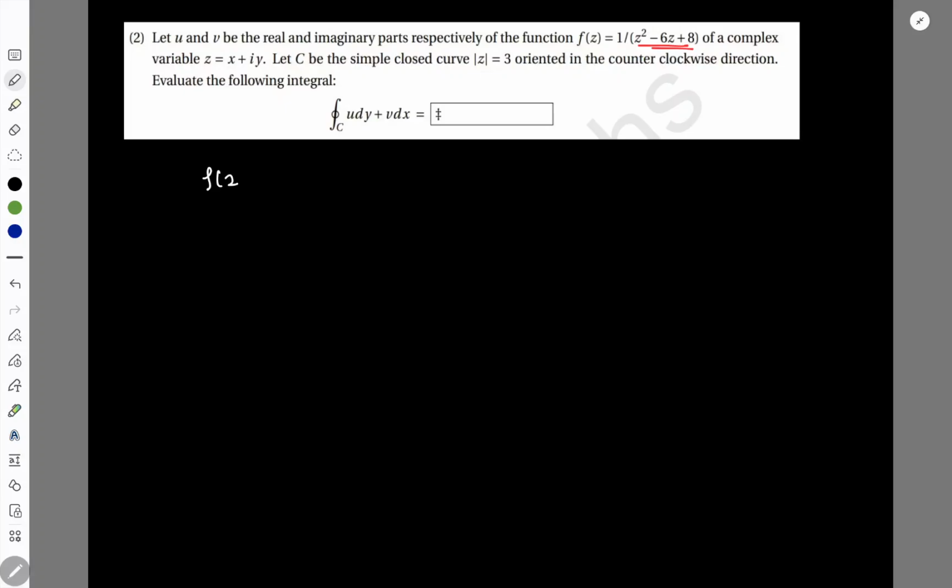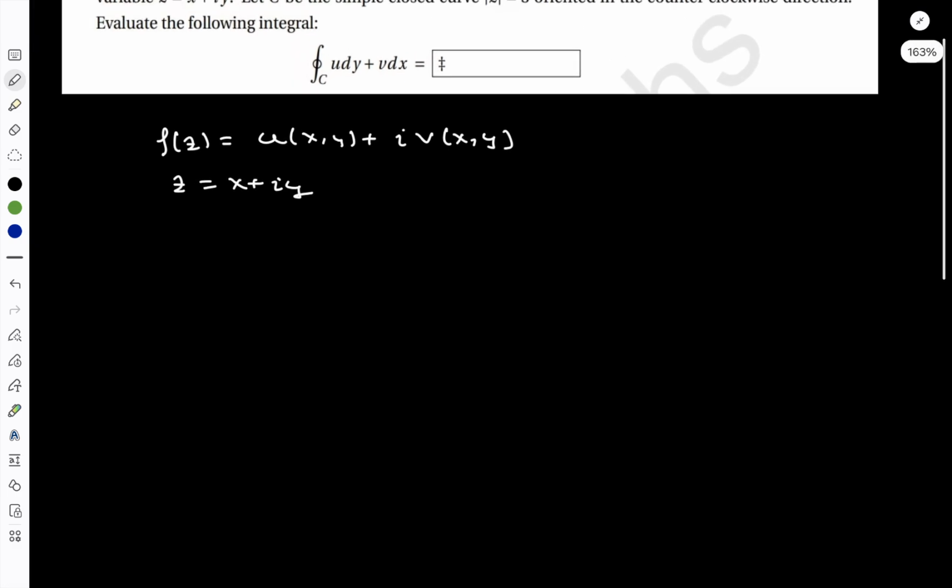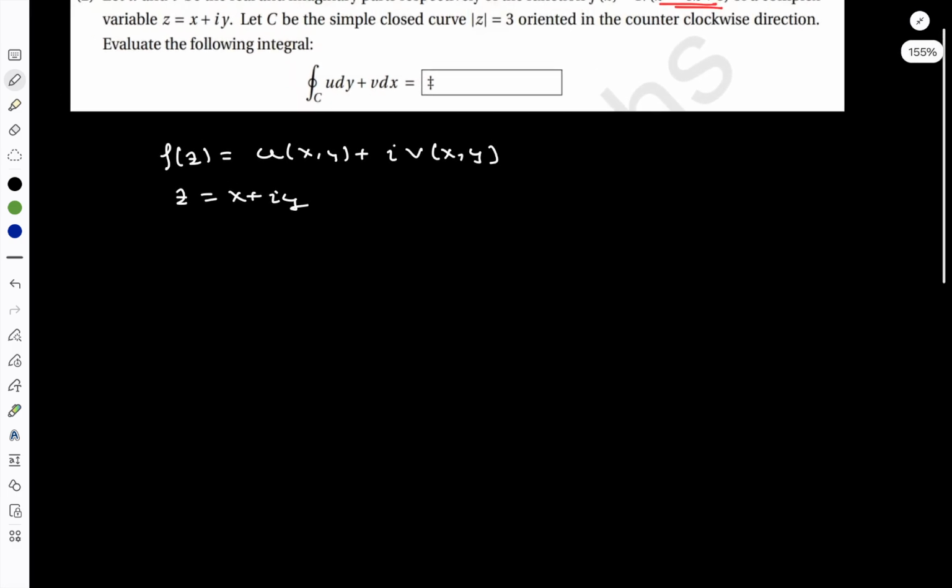So suppose I have a complex valued function which I am writing as u of xy plus i times v of xy, and I have z equals x plus iy. Let me zoom in a bit. Fine. z equals x plus iy. But then I want to integrate. I want to find the integral f z dz. That is what I want to do.